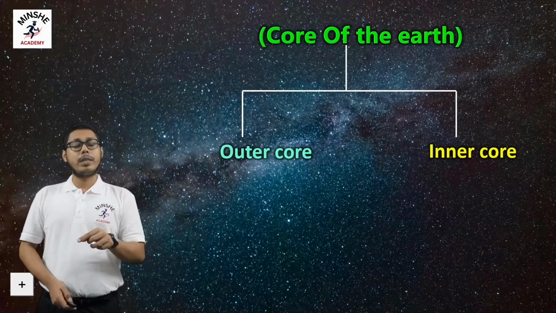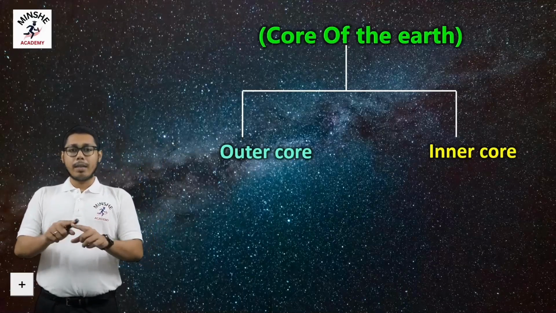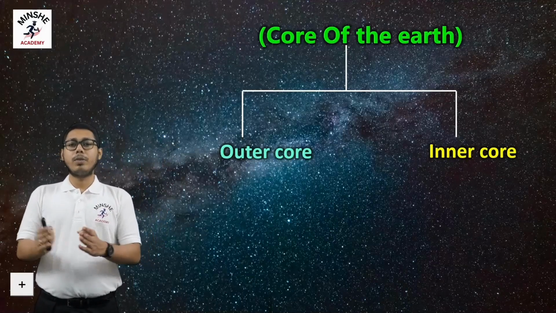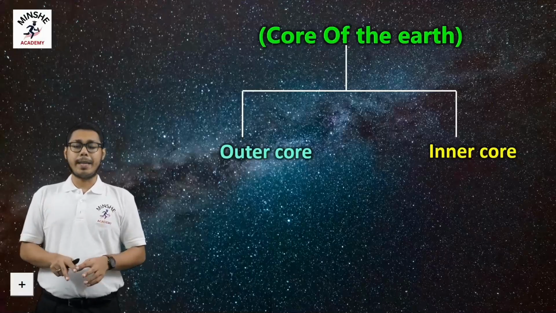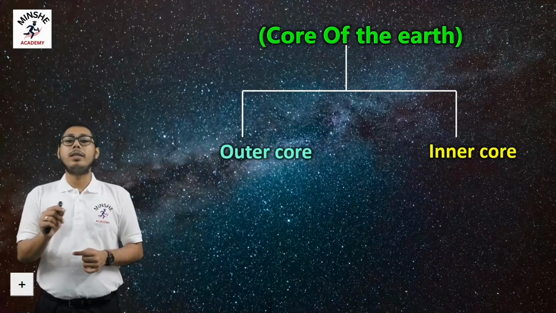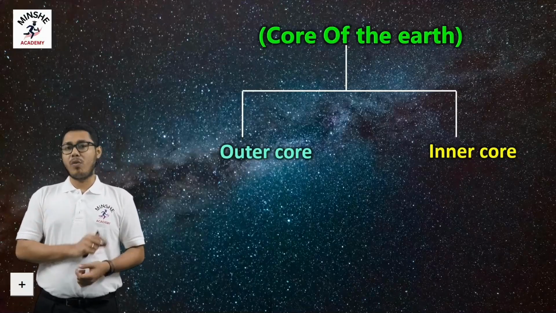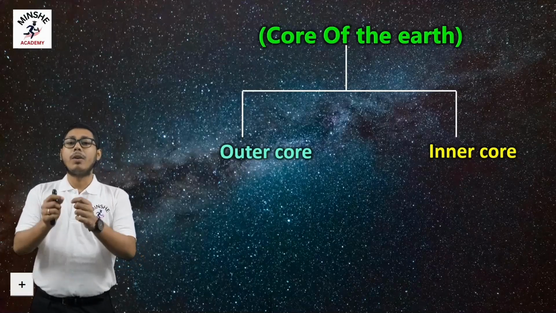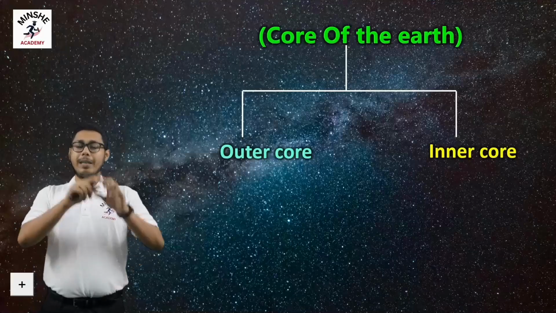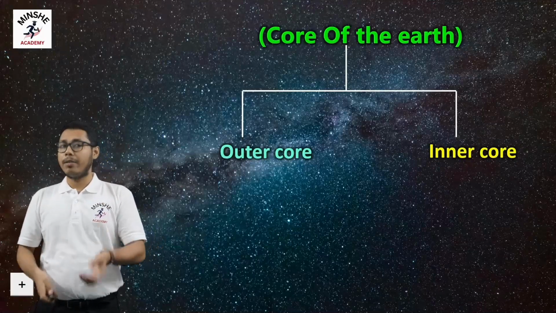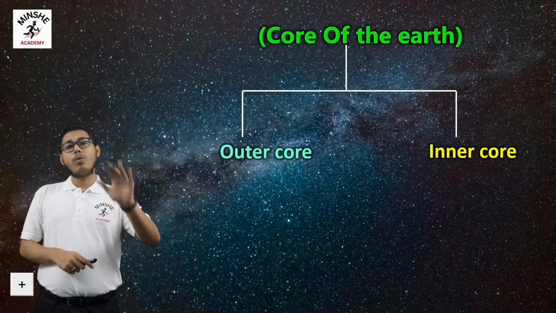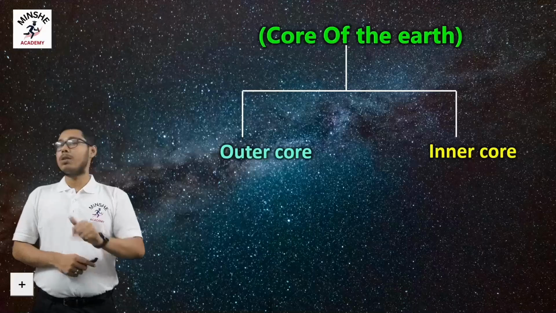Because it is liquid and it has iron in it, and we know liquid things move, and it is at such a depth, this movement creates something called the dynamo effect, which results in the magnetic field of the earth. This is the reason for the earth to have its magnetic field, right? So the outer core is liquid, but the inner core is solid.